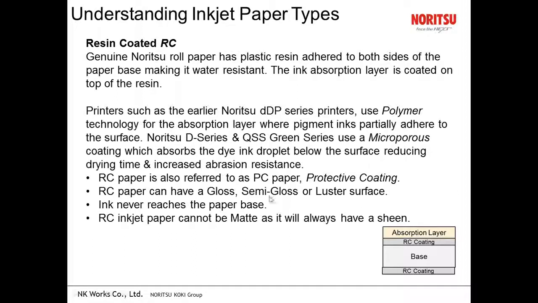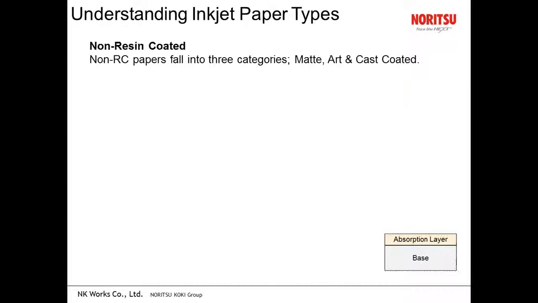RC paper can have a gloss, semi-gloss, or a luster surface, but it will not have a matte surface. It will always have a sheen of some sort. Because RC paper has a plastic layer between the absorption layer and the paper base, the ink will never reach the paper base.